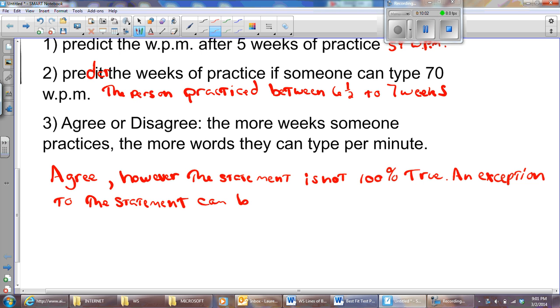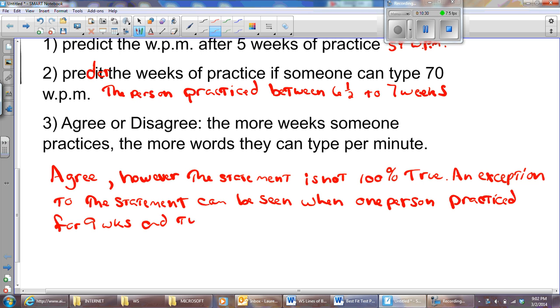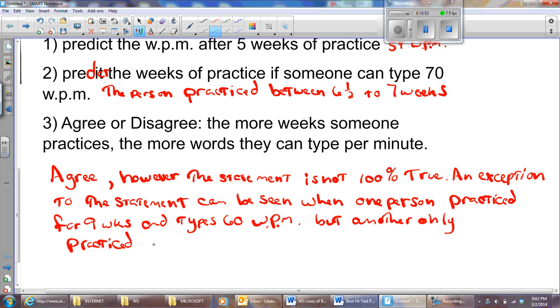can be seen when one person, I don't know what that word is, sorry, person practiced for 9 weeks and types 60 words per minute, but another only practiced 7 weeks and could type close to 100 words per minute.